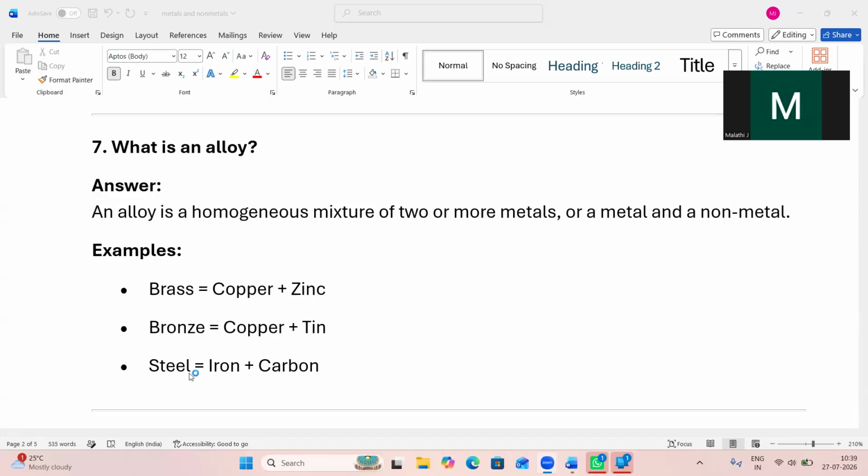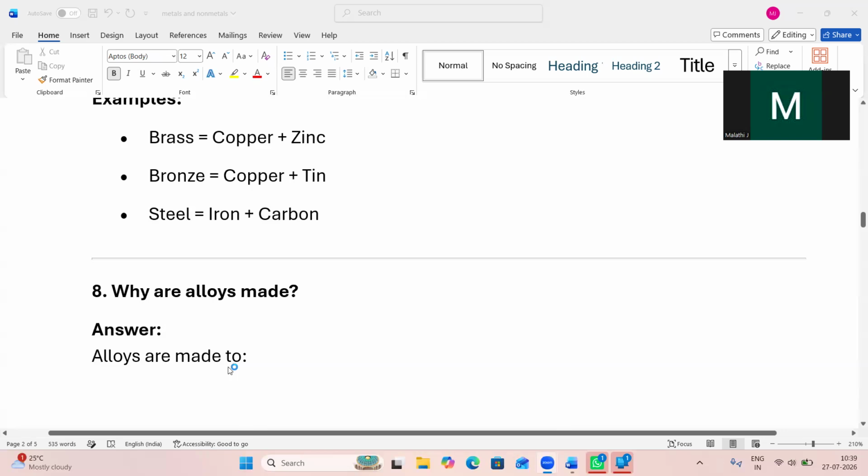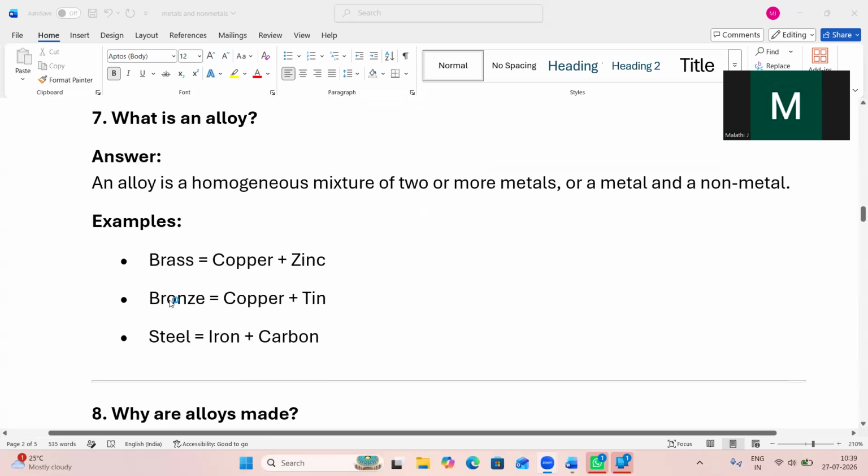Bronze is copper and tin. Steel is iron and carbon. That is very important. They will ask you to write what the alloys are, and what metals are present in brass, bronze and steel. So what is the combination of metals present in these alloys? These are the alloys: brass, bronze and steel.